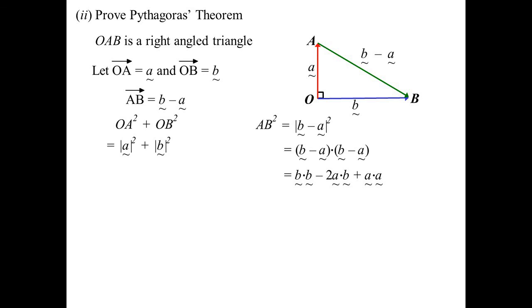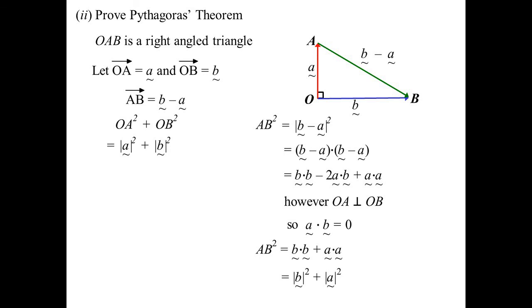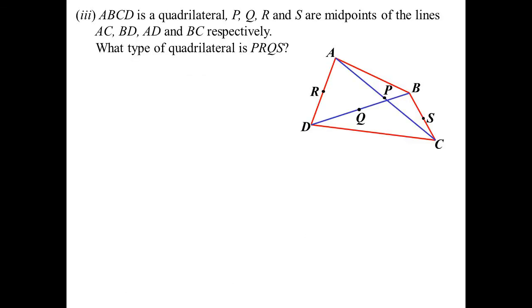But the other thing we know, we said this was a right angled triangle. So OA I know is perpendicular to OB, therefore the dot product of A and B must be 0. So subbing that all in, I get B dot B plus A dot A, which is magnitude of B squared plus magnitude of A squared. Oh look, it's the same thing. Therefore, Pythagoras' theorem is satisfied.